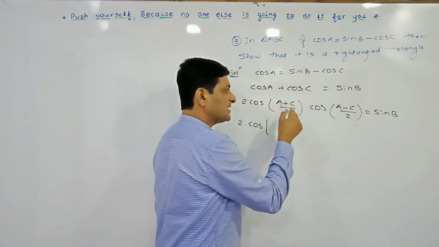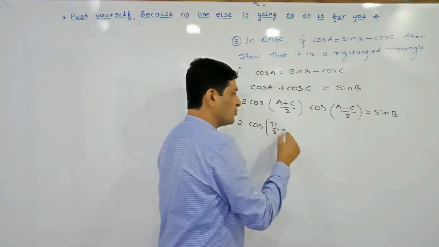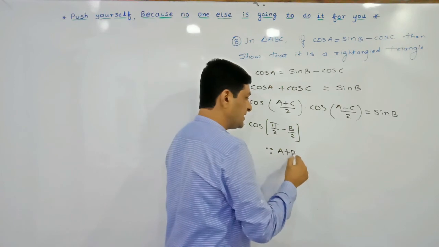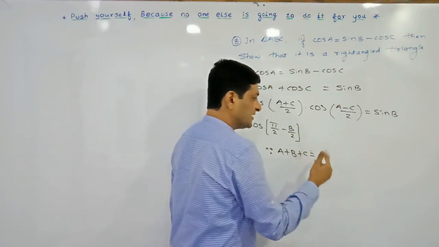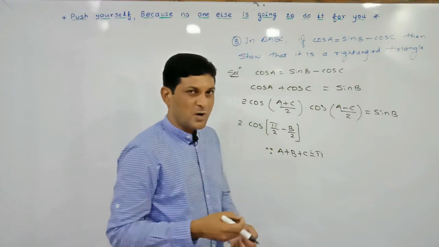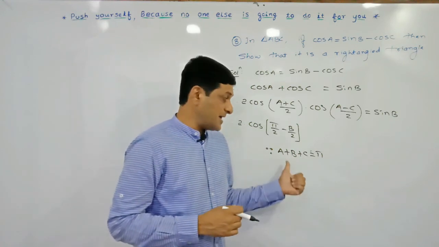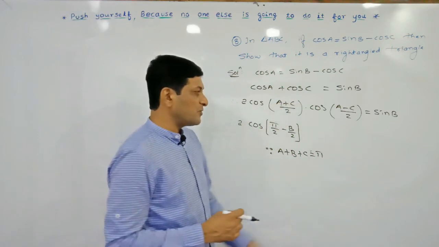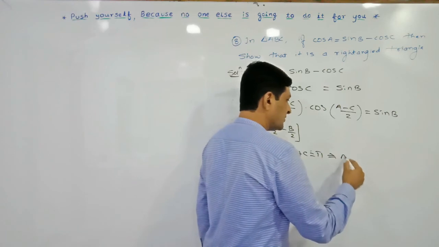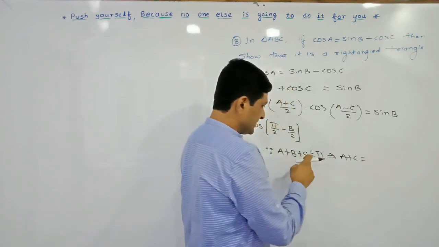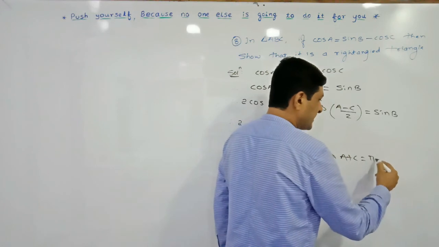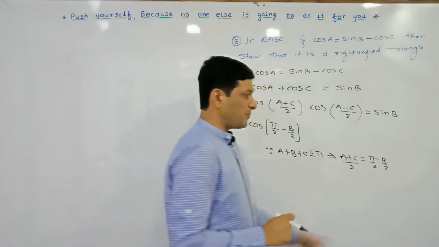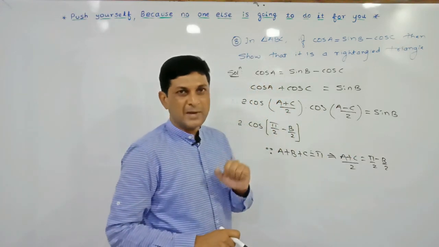We know that (A+C)/2 can be written as pi/2 minus B/2. Give the reason: since A plus B plus C is equal to 180 degrees, because A, B, C are nothing but angles of a triangle, and the sum is equal to 180 degrees, which means pi. From this we find the value of (A+C)/2. So A plus C plus B on this side will become minus B, meaning pi minus B, and dividing both sides by 2, we get (A+C)/2 equals pi/2 minus B/2.